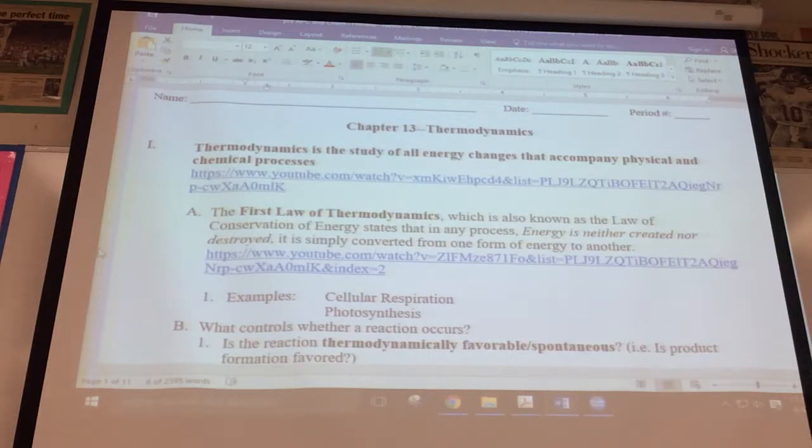We're going to be talking about thermodynamics in this chapter, and this is a little bit different than some of the other chapters we've talked about. We're going to get away from the stoichiometry, the multimass conversions, just a little bit different. I think some of you will find it a little bit easier.